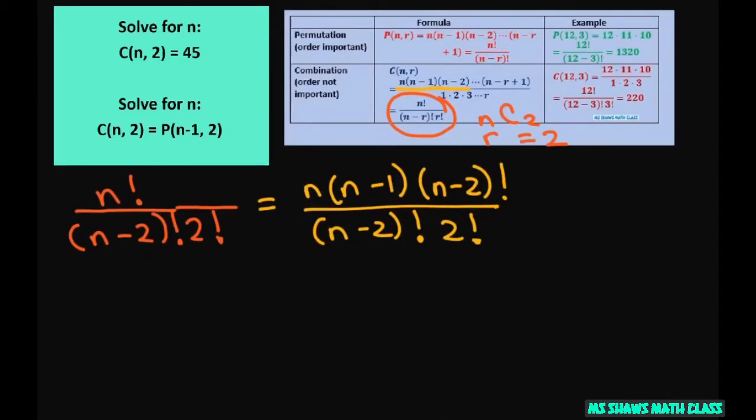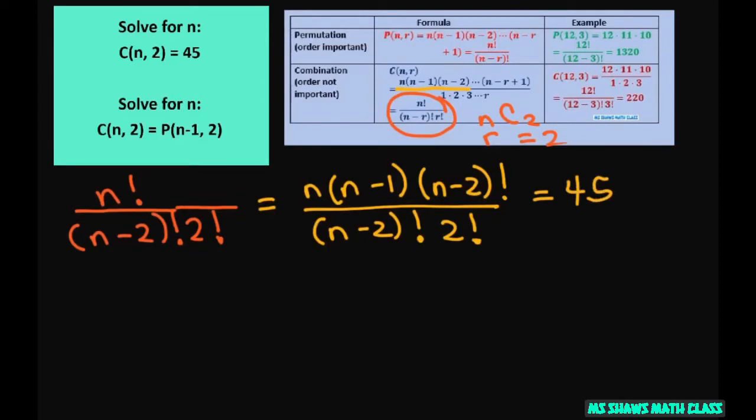Remember, if you have 8 factorial divided by 6 factorial times 2 factorial, you're just going 8 times 7, and then you always choose the biggest one and go 6 factorial. So that's all we did here. We just went to the biggest number here. All right, and this equals 45.